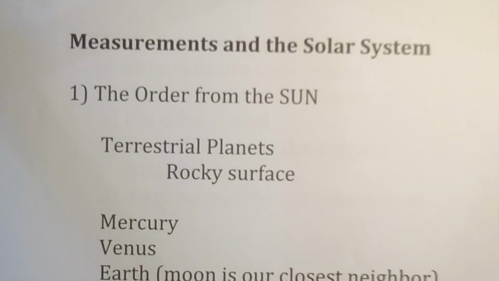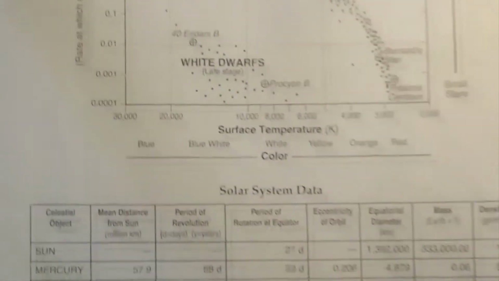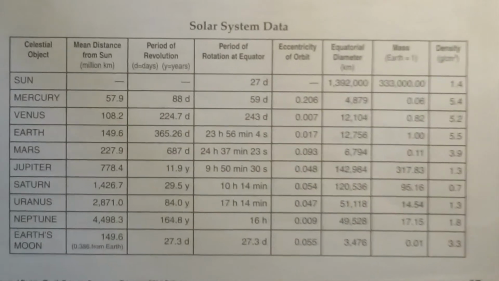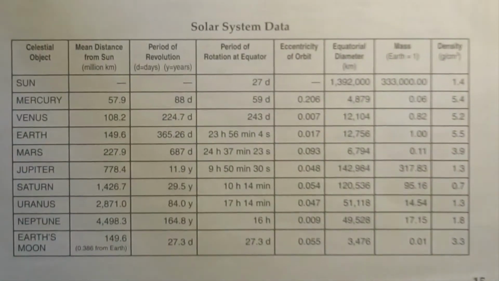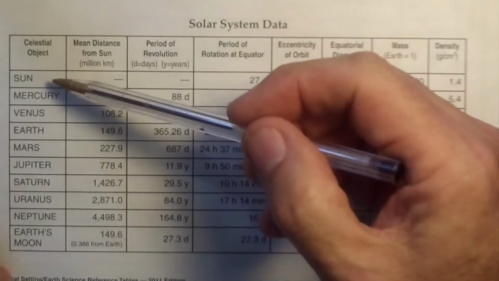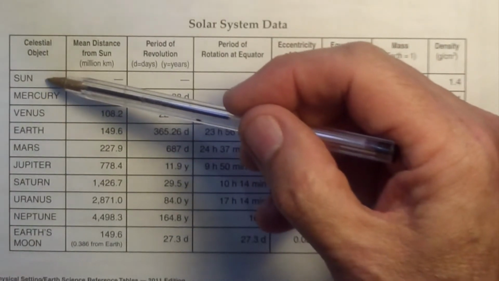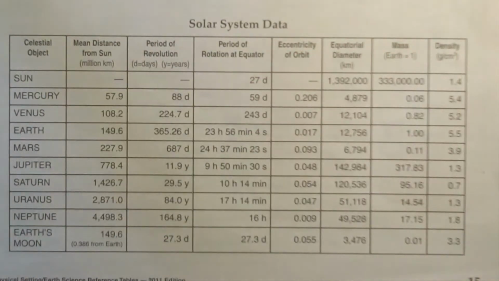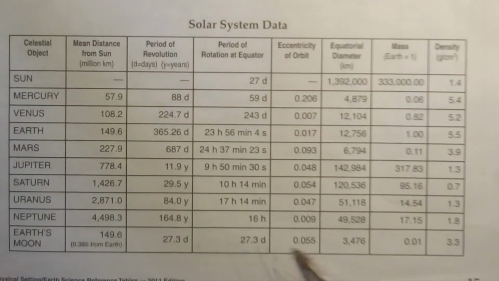Measurements and the solar system. For this lesson, we'll mostly be focusing on information given by the solar system data table that is located in the Earth Science Reference Table on page 15. First, we have the order of the planets from the Sun, furthest planet Neptune, and then we have additional information at the bottom of Earth's moon.